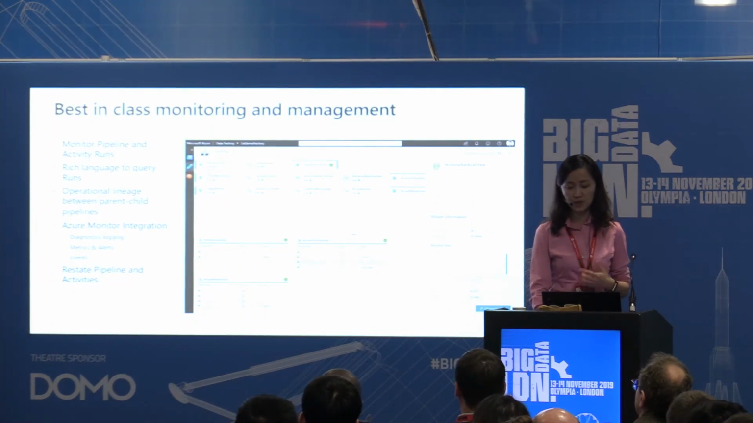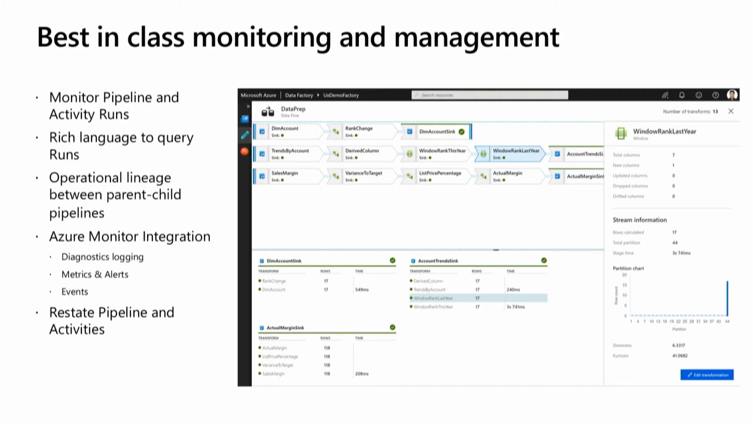I'll flash through this very quickly so I can get to the demo portion. Best-in-class monitoring. ADF has a built-in monitoring dashboard, so you can look at your run history. You can debug from there itself. You can step into the individual steps. You can do a rerun on a selected portion of the pipeline.